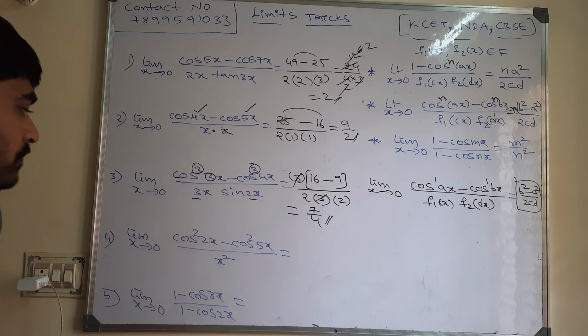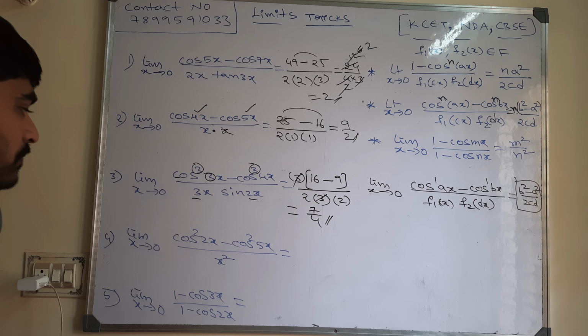Now here also it is the same: power n is there, n value is 2. This is a, this is b. Here I need b square minus a square. 5 square is 25 minus 2 square is 4, whole divided by 2 into x square, which we can write as x into x, so 2 of 1 into 1. The 2 gets cancelled. 25 minus 4 is 21. I used two formulas here.